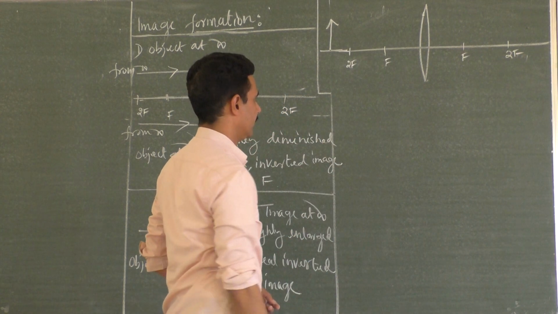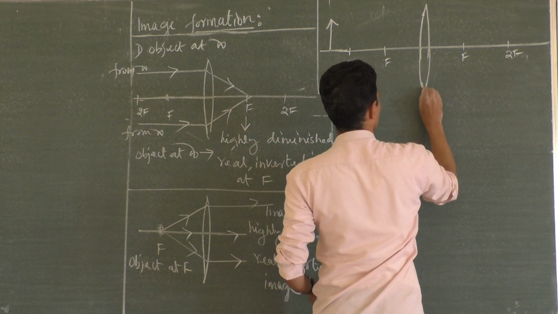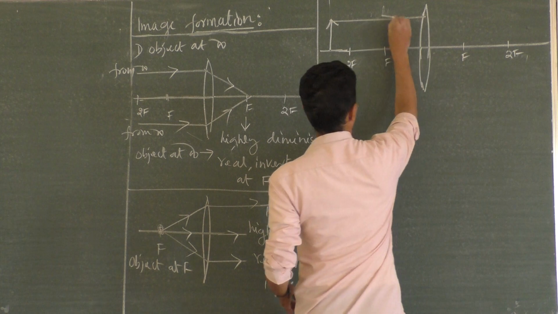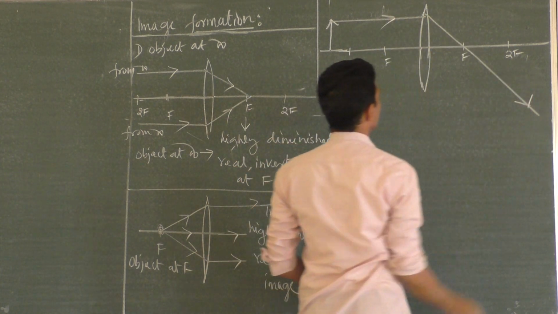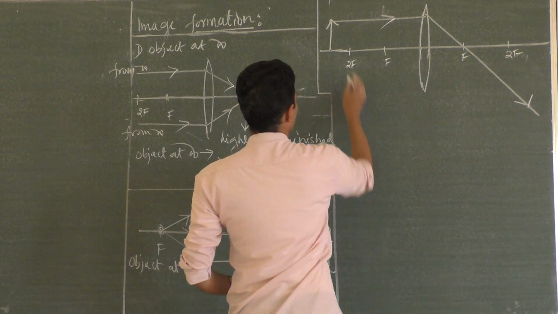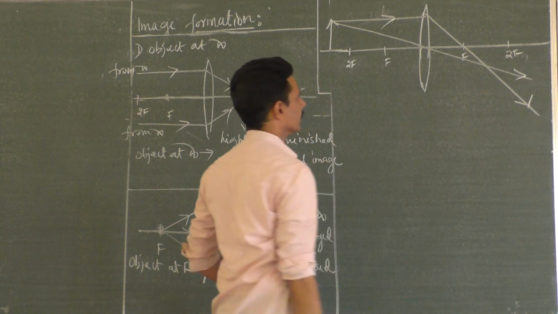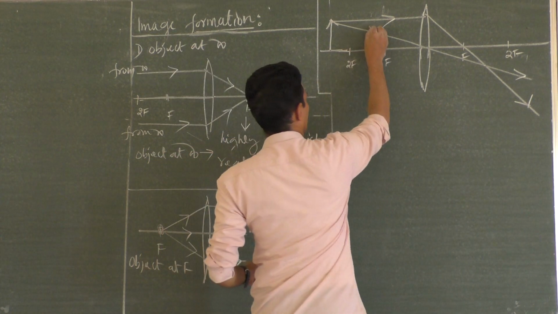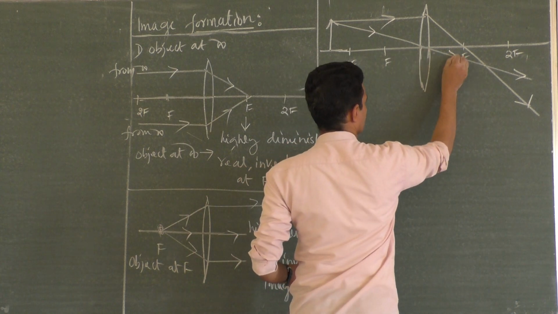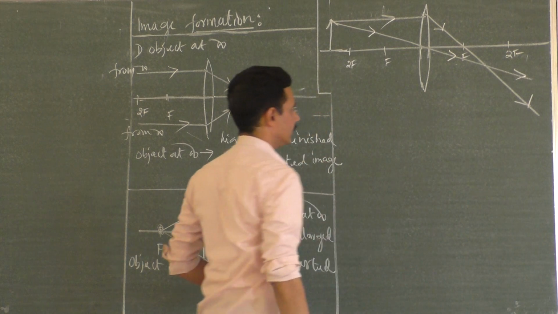Consider two rays of light. One ray of light passing parallel to the principal axis, after refraction passes through focus, and another ray of light passing through the optic center meets this ray here. Is it okay? So you have to consider two rays of light. You should have an arrow mark, and after refraction you should have an arrow mark. So that is how it moves.